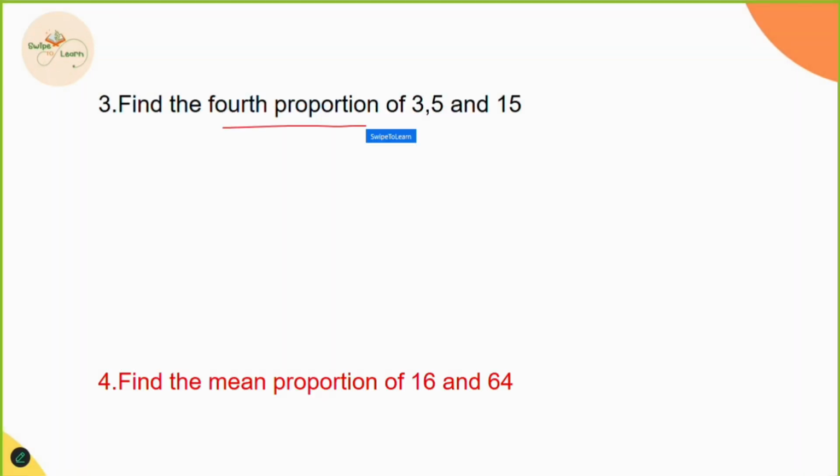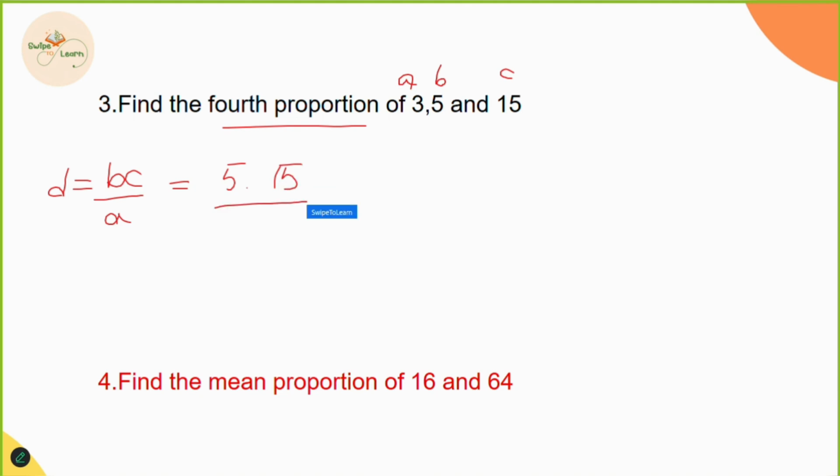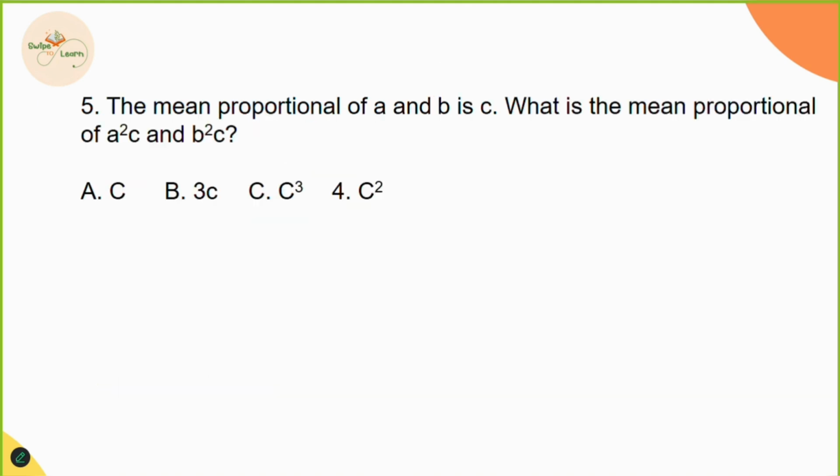We know that the fourth proportion is D, and D is given as BC by A, which implies this is A, this is B, and this is C. So 5 into 15 divided by 3. 3 ones are 3, 3 fives are 15. So 5 fives are 25. So the fourth proportion of 3, 5, and 15 is 25. Next, you try this problem and let me know the answer in the comment box.